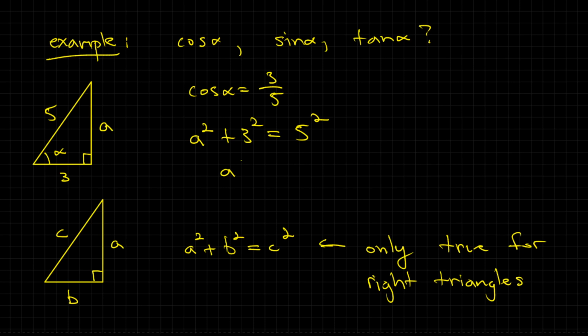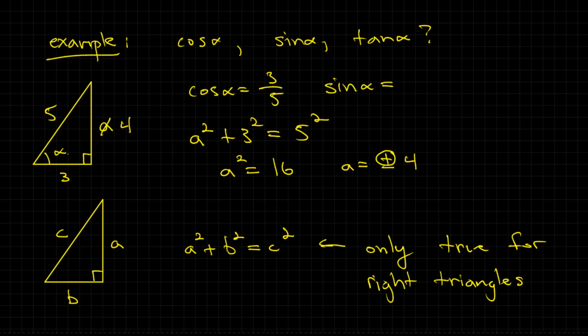So a squared is 25 minus 9, which is 16. And that means that a is going to be plus or minus the square root of 16, which is 4. Now a is a length, so it's going to be positive. And so we know now that this a is 4. And that will allow us to figure out what sine alpha is and tangent of alpha.